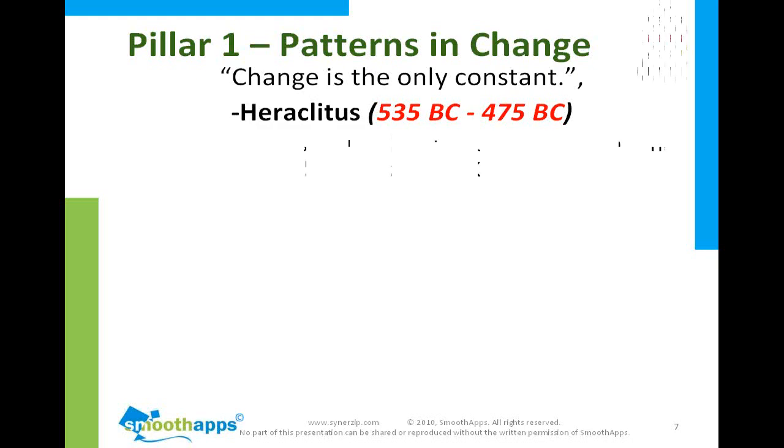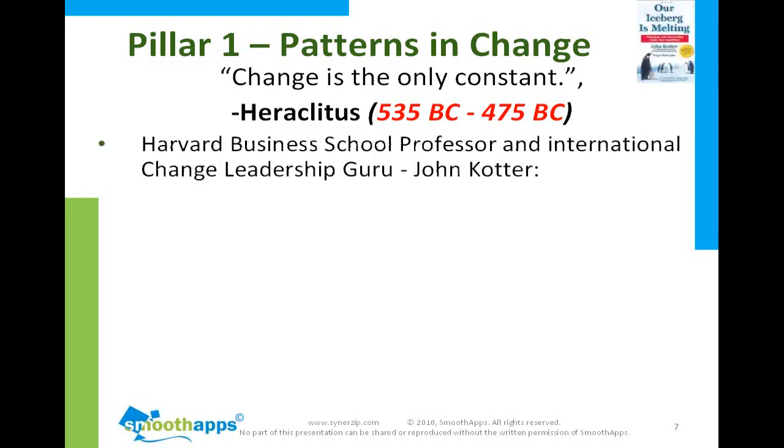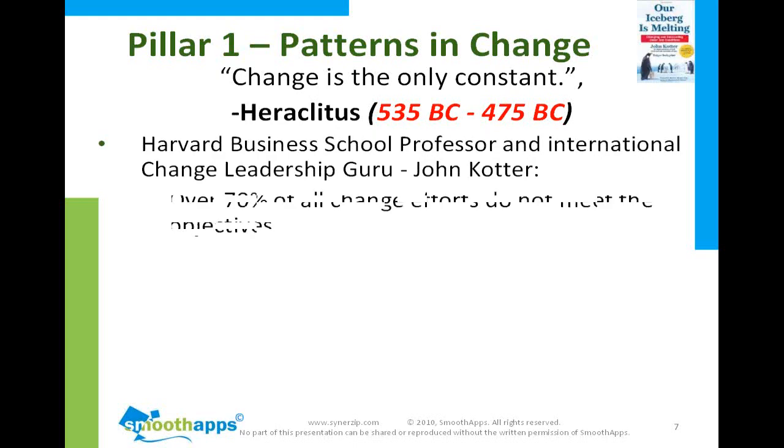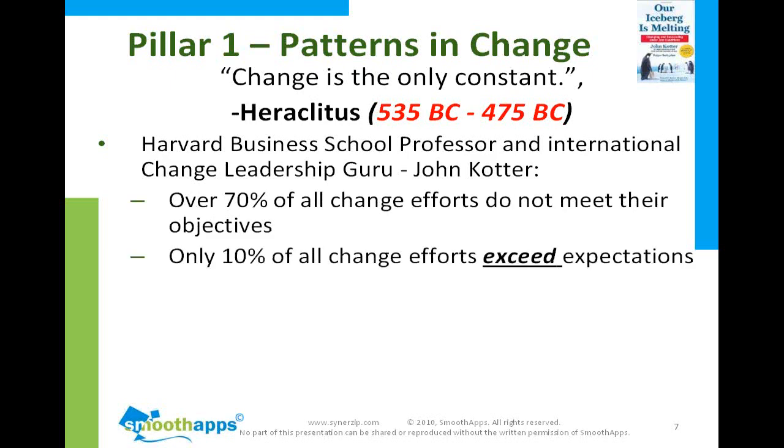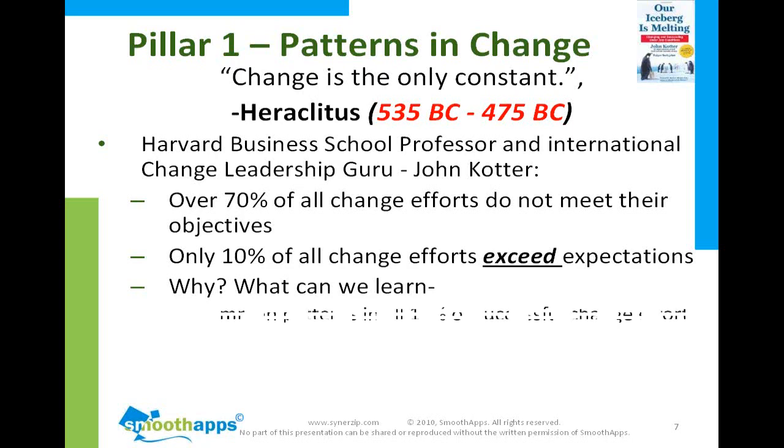Now, what Harvard Business School professor John Kotter, who is an international change leadership guru, did was he started doing research on large-scale organizational change efforts. And he found some pretty surprising statistics that over 70% of all organizational change efforts do not meet their objectives. Only 10% actually exceed expectations. So here's the question, why? What is it that we can learn from the 10% that actually exceed expectations, and how can we avoid becoming part of the 70% change efforts that fail?